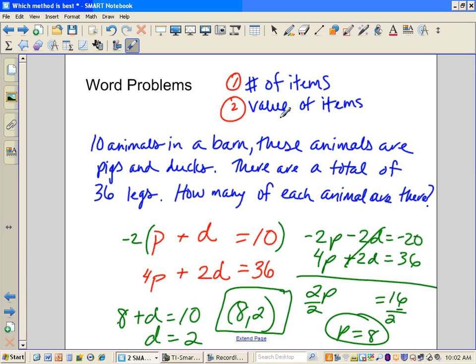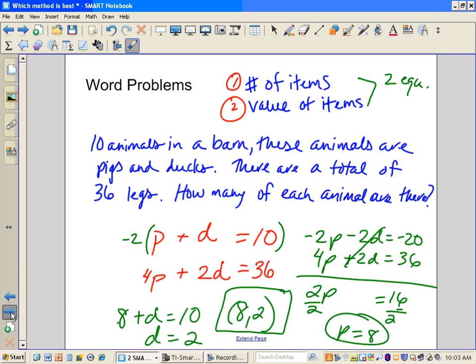Sometimes the value of items is a price of something. If I have t-shirts and pants and a total of 36 of them, and t-shirts cost $10 each and pants cost $40 each, how many can I buy if I have $200 or something like that? Okay, so the number of items and the value of items, those are the two equations that you want to get.